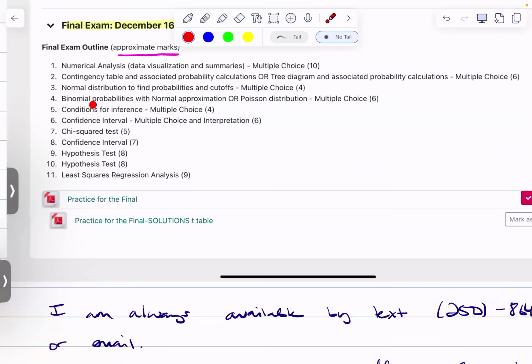And then we have binomial probabilities with the normal approximation. And like we were talking about, because it caught your eye, the Poisson. We didn't do the Poisson, I know, but sometimes we do. And so that's why it's an option, but it's another fake option, I guess. Keep you on your toes, sort of. But then I tell you anyways, so. So that binomial probability with the normal approximation to the binomial will also be multiple choice, roughly 6 marks.